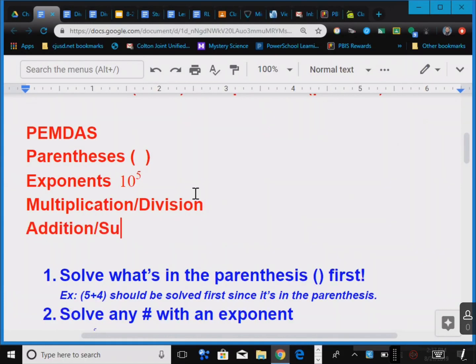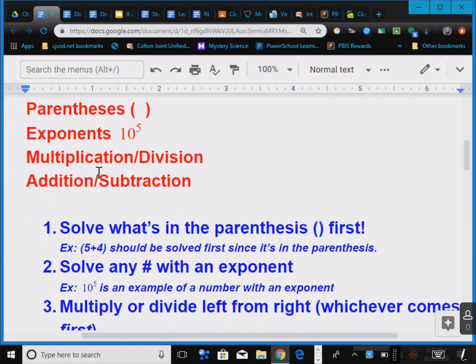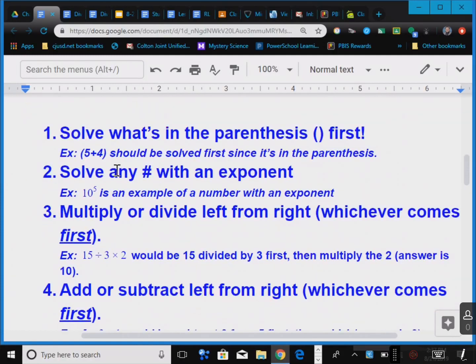Addition or subtraction. Now, I put those together for a reason. In PEMDAS, you see that addition comes before subtraction and multiplication comes before division. That is not the case. So PEMDAS is a cute acronym, but it's wrong in the fact that it doesn't matter with these two and these two. Whichever comes first is the one that you're going to solve. I'm going to show you that again in the rules. So PEMDAS is simply this.